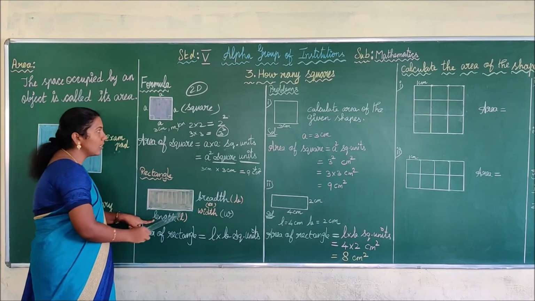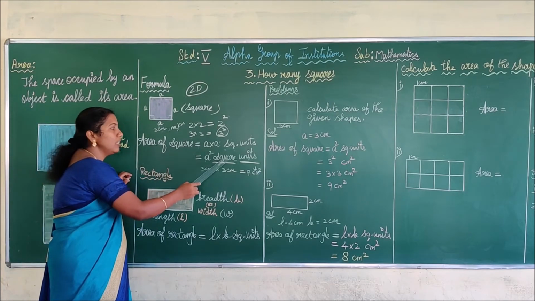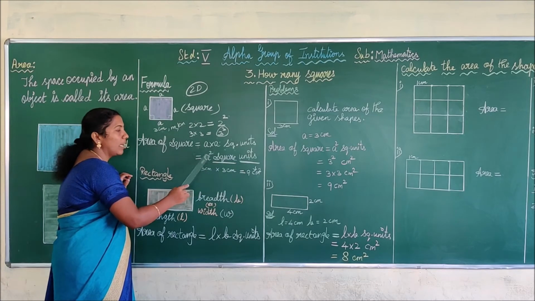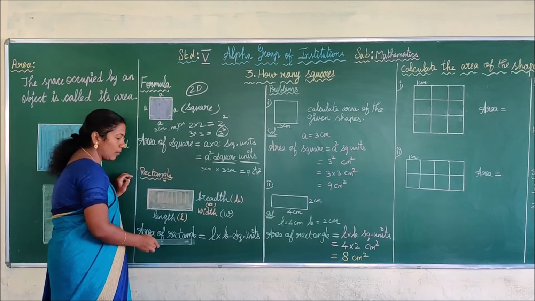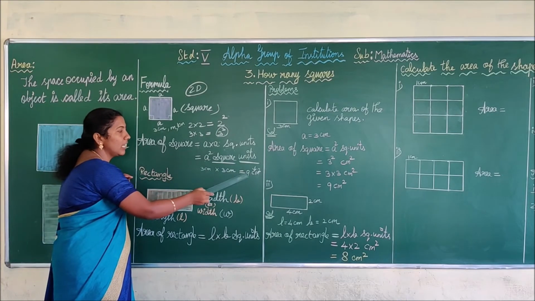The lengths are given in units, that is centimeter only. But the area is given in square units. Why? We are multiplying the length and the breadth. We are multiplying the side and the side. So we get the square units.